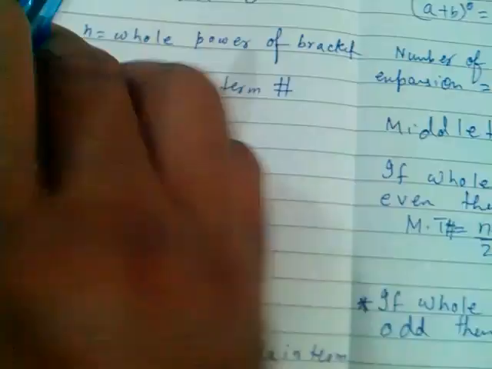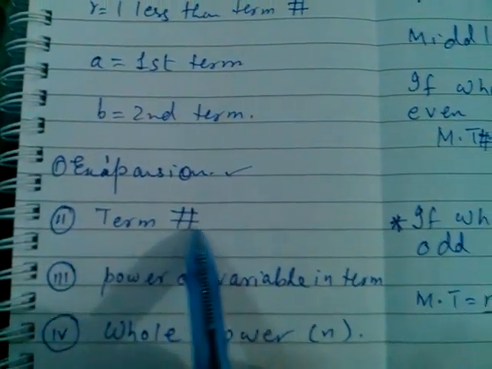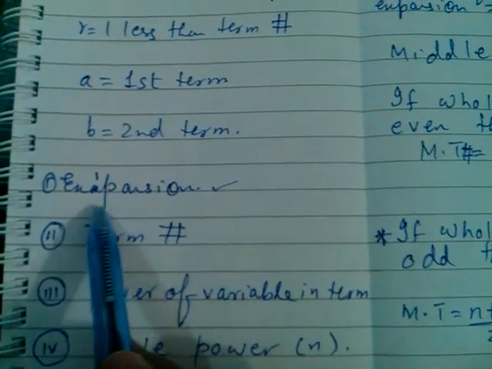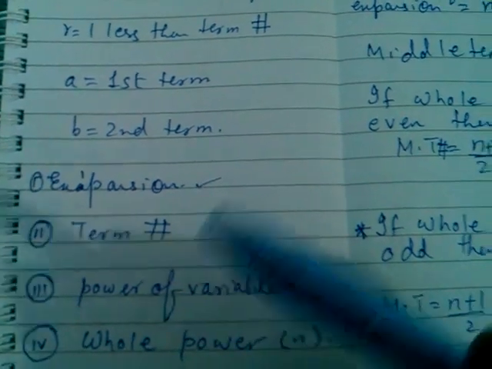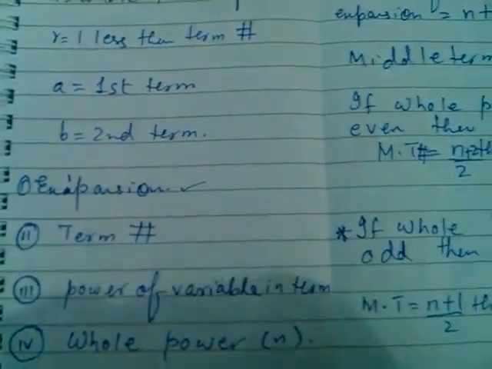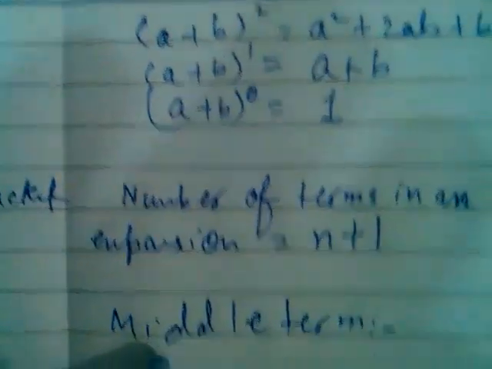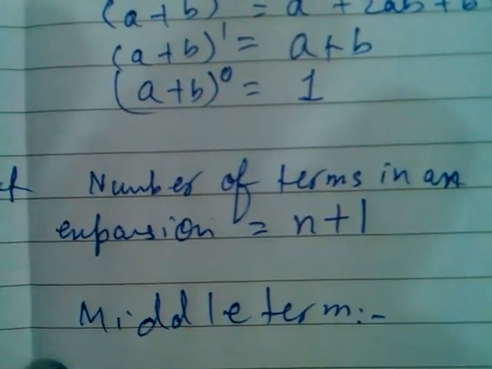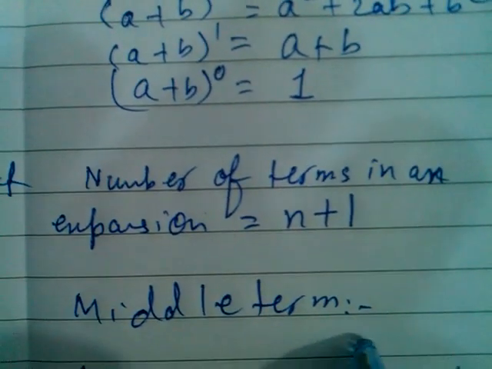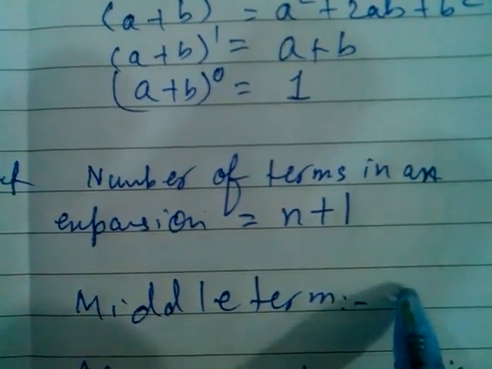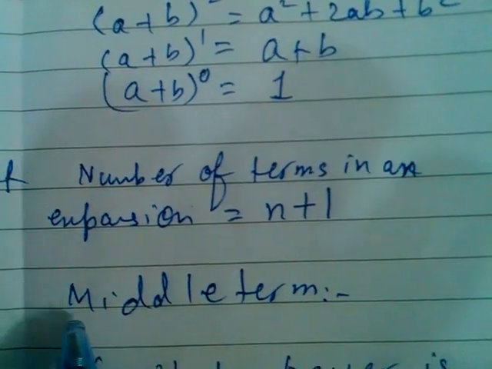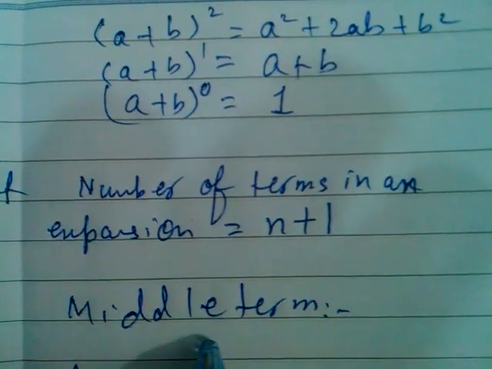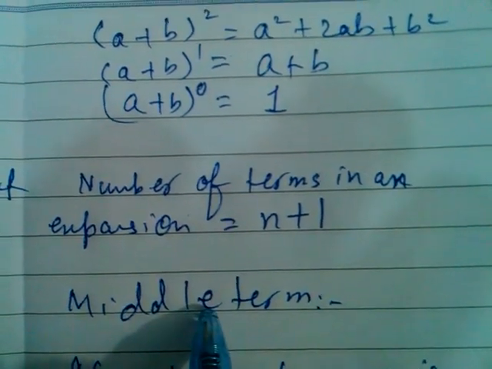Now, when I was solving the previous question, I told you that we would have the term number, and from there we got the value of r. But now we have another thing. They will be giving us the middle term. They will not tell us the term number, and instead they will directly say find the middle term. So first I have to find the term number of the middle term, and then I will solve it.